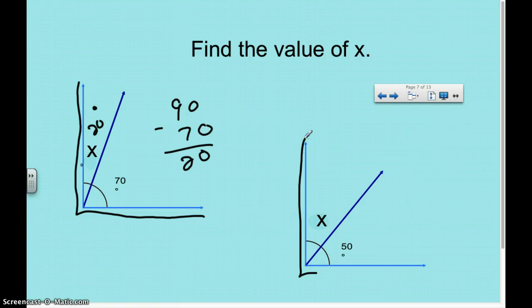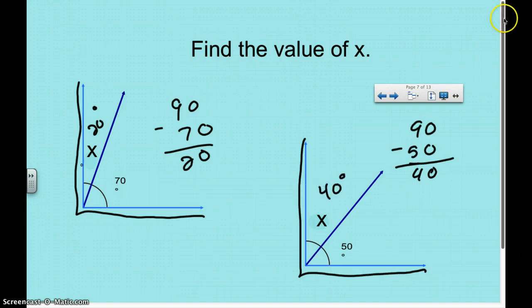Again, a right angle, so I'm going to take 90 minus 50. That's going to give me 40 degrees. So this is going to be 40 degrees because it has to equal 90 because it's a right angle.